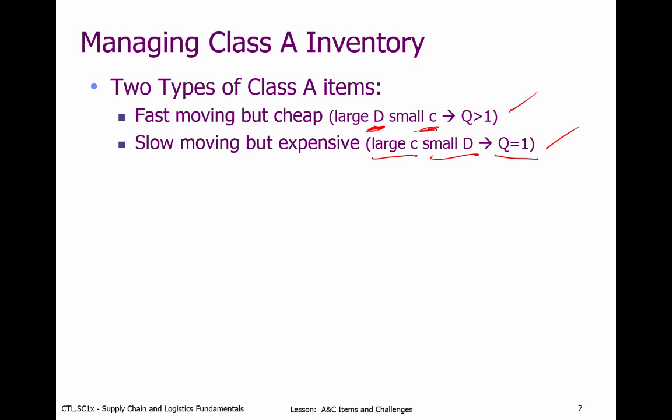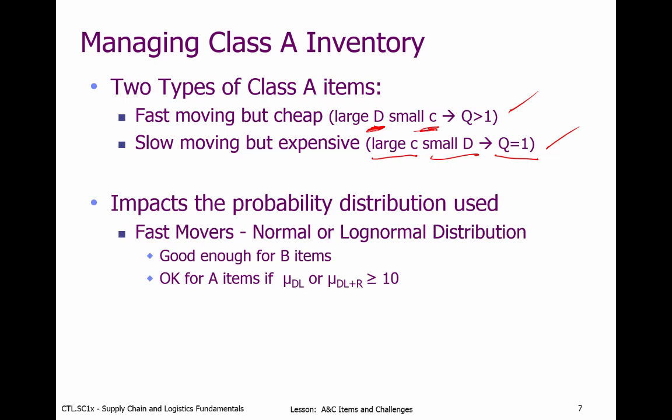Now, of course, there are going to be things in the middle where you have very fast moving and very expensive, but generally these are the two extreme cases, and we want to look at them each individually because they impact the type of distribution you're going to use. For these fast movers, with a large D, high demand, I'm probably going to use a normal or a log normal distribution, as we've been pretty much doing throughout the rest of this course. It's good enough for B items, and it's okay for A items if your expected demand over lead time, or lead time plus replenishment time if you're doing a periodic review, is greater than or equal to 10. Just kind of a rule of thumb.